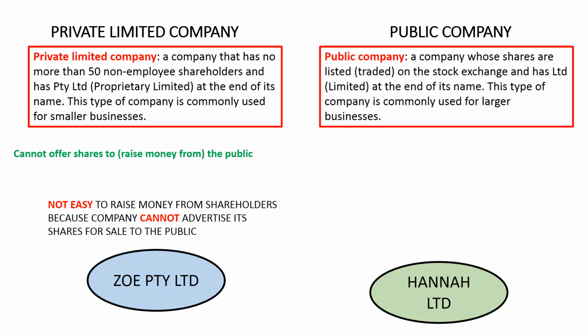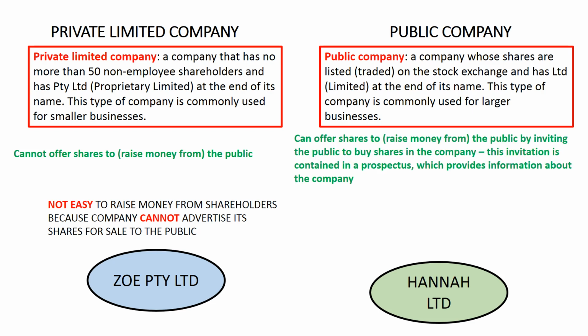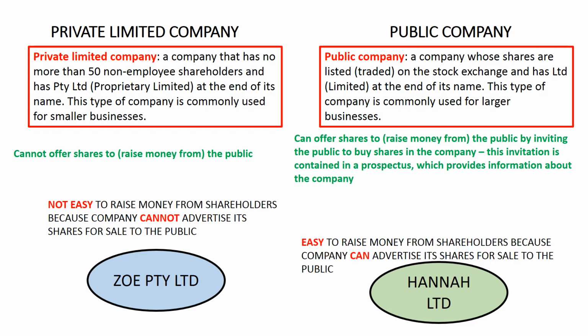On the other hand, a public company is allowed to offer to sell shares in itself to the public. It does this by publishing a document called a prospectus, which provides information about the company and which invites anyone who wants to buy shares in the company from the company. As a result, it's much easier for a public company to raise money from shareholders because it can advertise its shares as being for sale.